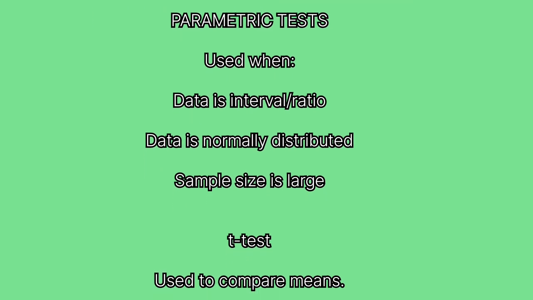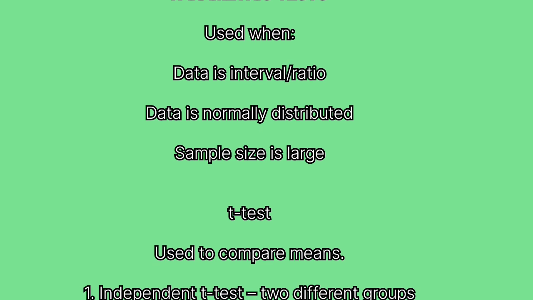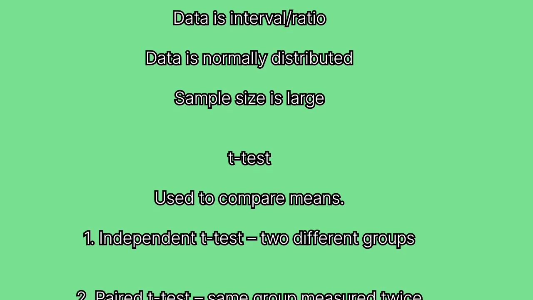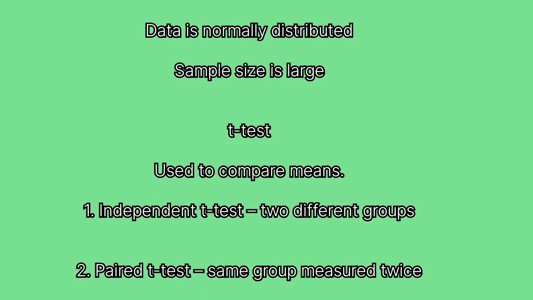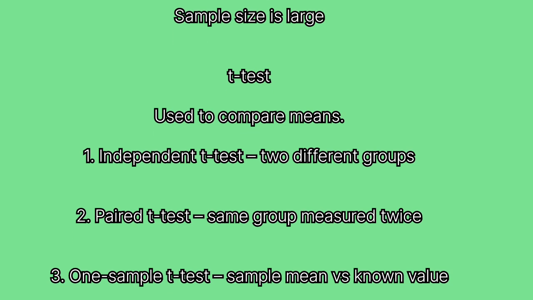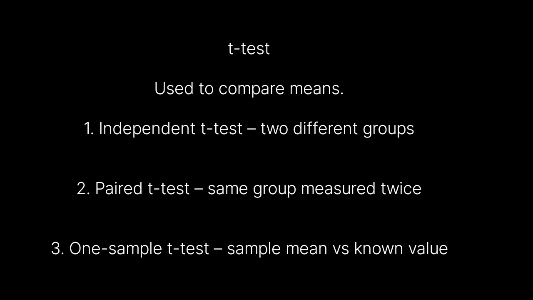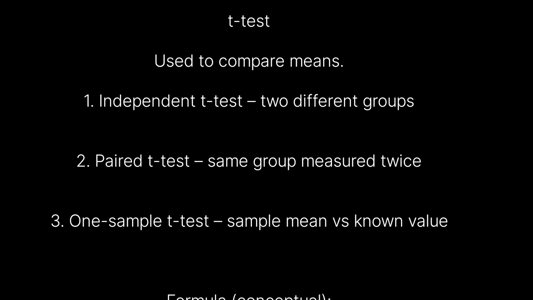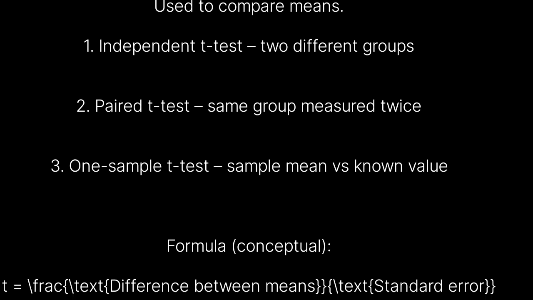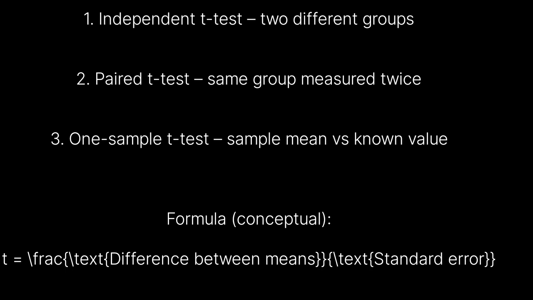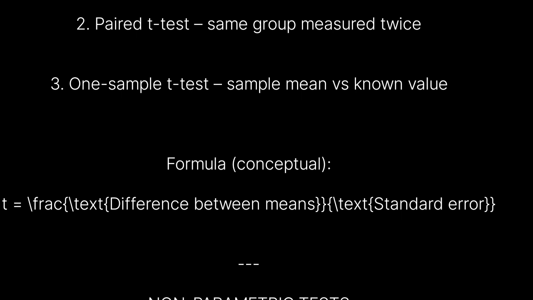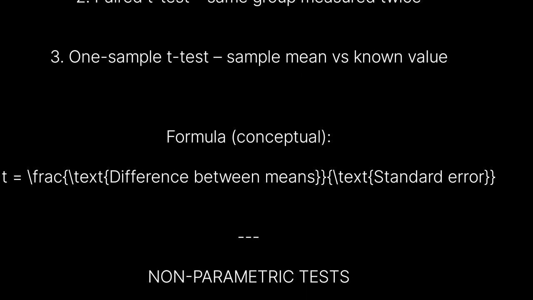Next, let's see about the t-test. Very interesting. It's used to compare means. When you're comparing means, we use the t-test. There is the independent t-test, the paired t-test, and the one-sample t-test: two different groups, the same group measured twice, and a sample mean compared with a known value. The formula is conceptual: t is equal to the difference between means divided by the standard error.